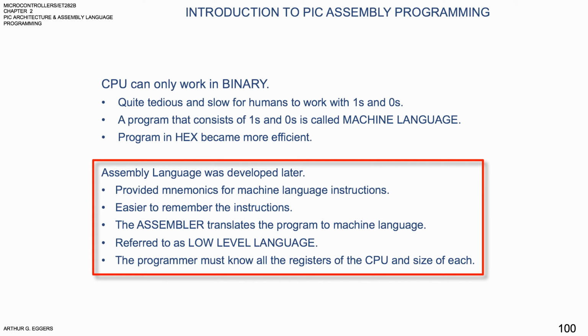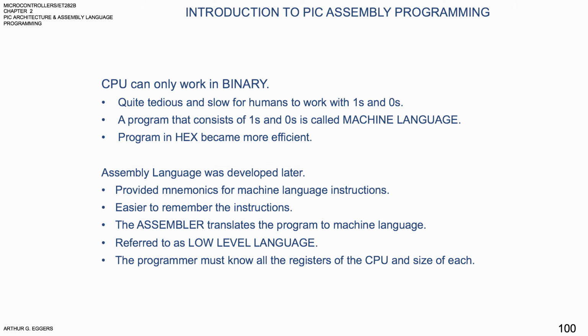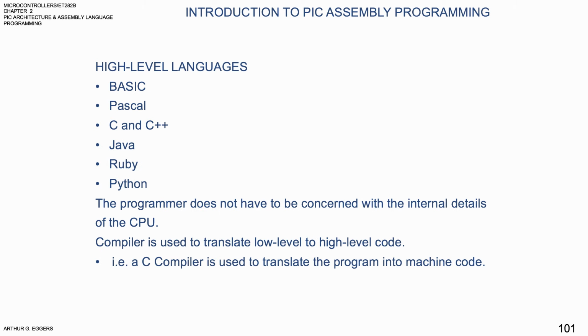Assembly language is referred to as a low-level language because it deals directly with the internal structure of the CPU. To program in assembly language, the programmer must know all the registers of the CPU and the size of each, as well as other details.